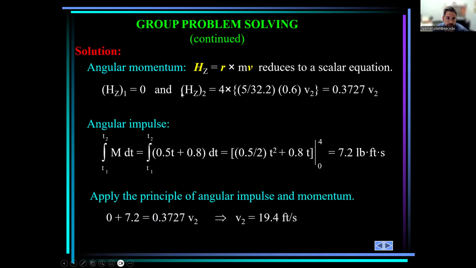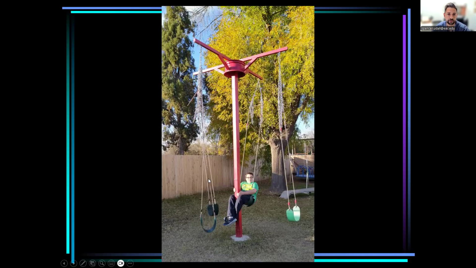And we put all that together. Start with 0, add the 7.2, you end with 0.3727 V2 with this simplified and plugged in. And that'll get you 19.4 feet per second. So hopefully you got that. Real similar to the example, and pretty classic application there.